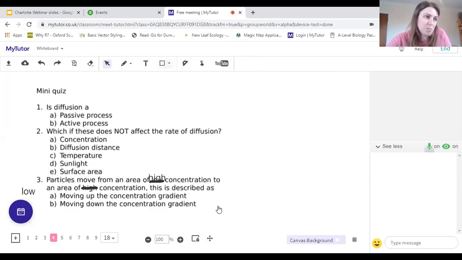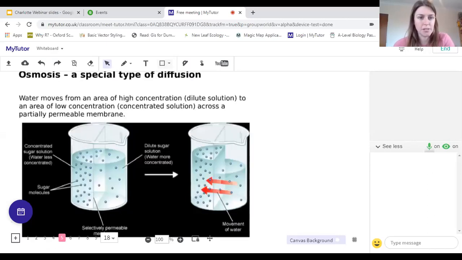Good, loads of people putting B, despite my attempt at an inadvertent trick question. So when particles move from high to low, they go down the slide, down the concentration gradient. Fab. Okay, let's move on to our next mode of transport in cells. And that is osmosis.